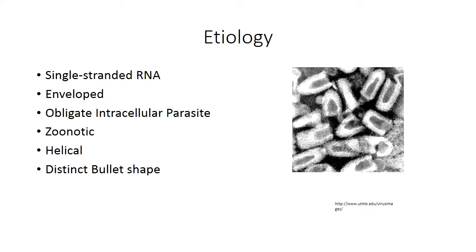All right, etiology. So I'm going to talk a little bit about the etiology of rabies. As I'm sure you are aware, rabies is a virus. The rabies virus is from the genus Lyssavirus, and the species is rabies. It is a single-stranded RNA virus, which has an envelope. The virus is approximately 180 nanometers long and 75 nanometers wide, so pretty small.